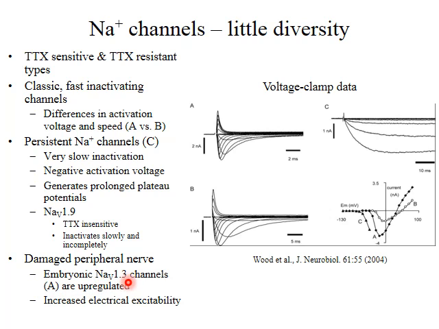One type of classical channel, in fact this is the channel we saw in panel A, is NaV 1.3. These are channels that are expressed in embryonic neurons, and interestingly in the peripheral nerves, if these nerves are damaged, these sodium channels are upregulated again. And because these channels activate at a more negative voltage, they actually increase the excitability of neurons, and in fact are responsible for increased excitability and pain that's generated in damaged peripheral nerves.